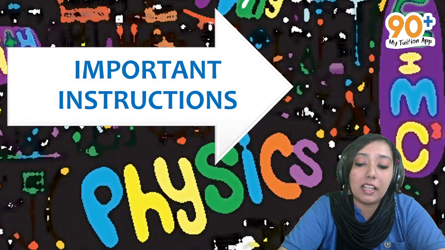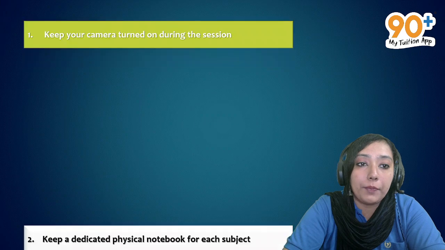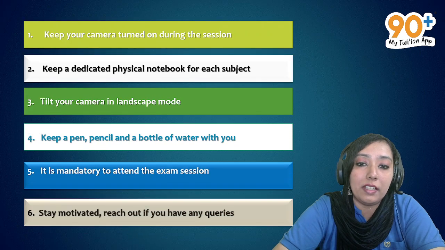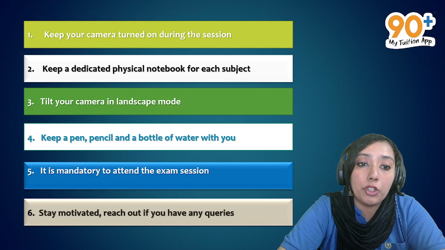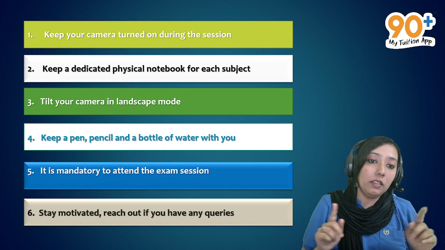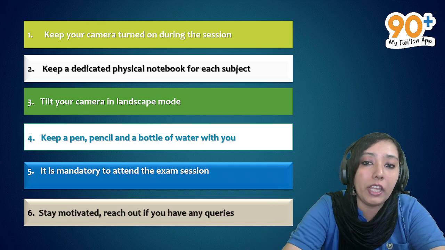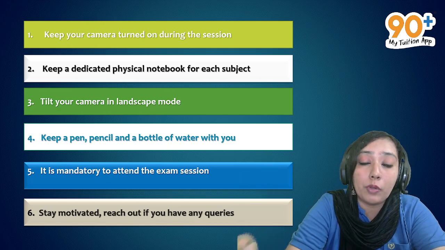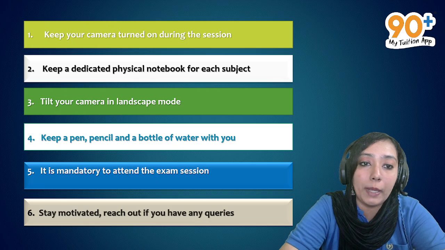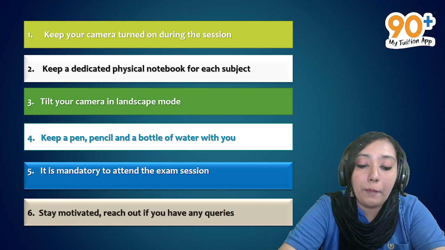So we'll start the class with some important instructions that you need to follow during the class. You might already know these, but let's go over them. You need to keep your camera switched on for the whole session. For physics you should have a notebook, pen case, and water bottle with you. If you are using a mobile or a tablet, please use portrait format, not landscape mode, so that you can visualize your classes smoothly. If there is any exam session, you have to attend it, and you need to be motivated and enthusiastic in the class.